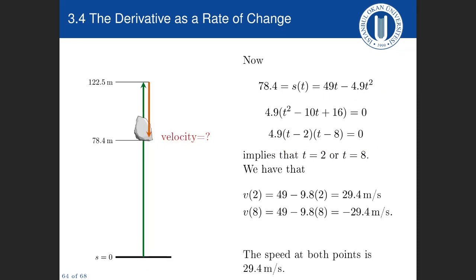And what is the velocity at these times? The velocity at time 2: 49 minus 9.8 multiplied by 2 is 29.4 meters per second. And then on the way down again, the velocity at time 8 is 49 minus 9.8 multiplied by 8, which is minus 29.4 meters per second. The speed means absolute value of velocity. The speed at both of these points is 29.4 meters per second.